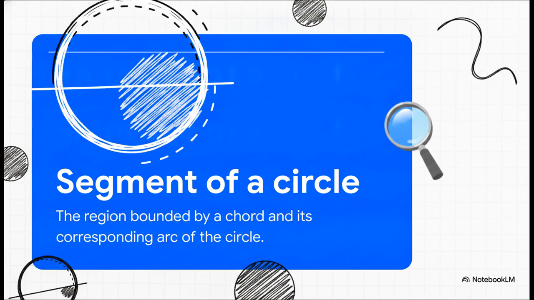Well, simply put, it's the region bounded by a chord and its corresponding arc of the circle. Just think of a chord as a straight boundary line, right? It cuts straight across the circle from one edge to another. And this straight line, along with the curved edge of the circle, the arc, traps a specific little area inside. That enclosed space, that's what we call our segment.